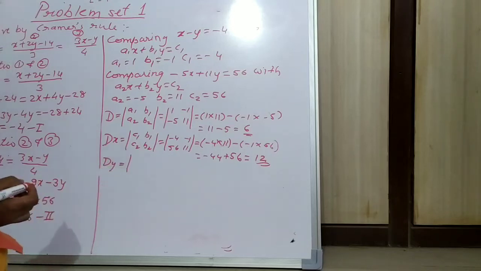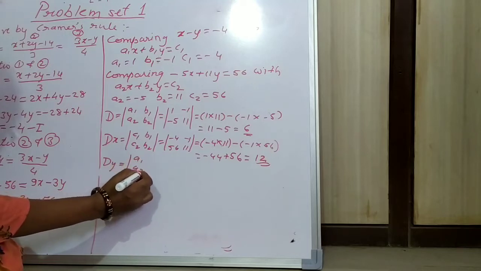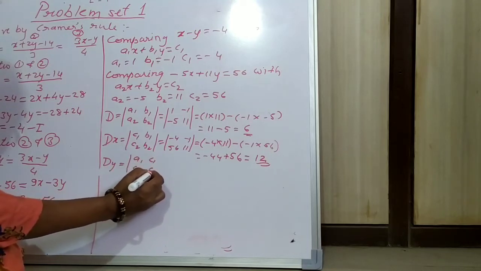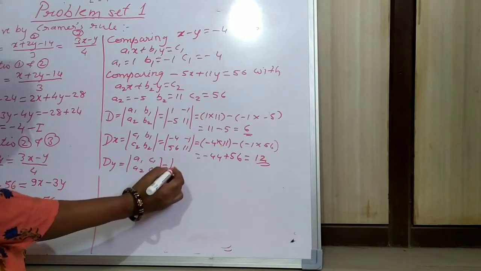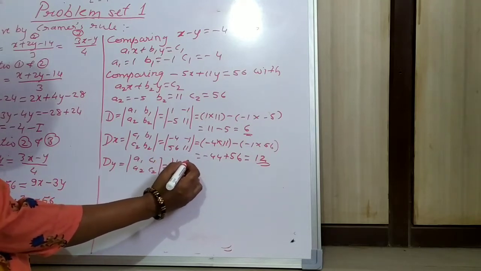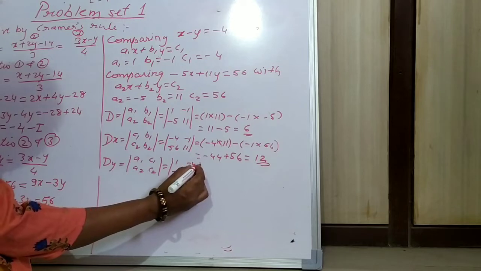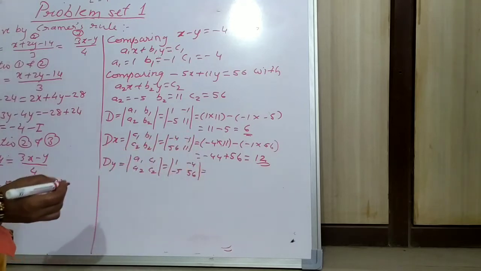Dy is nothing but, first we write this formula: a1, a2 and then constant numbers c1, c2. Just put the values here. A1 is here 1, a2 is minus 5, c1 is minus 4, c2 is 56. Again you have to solve this part.